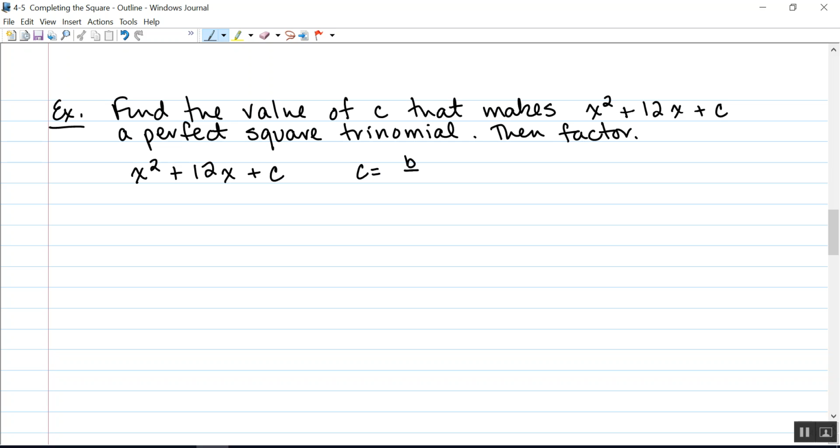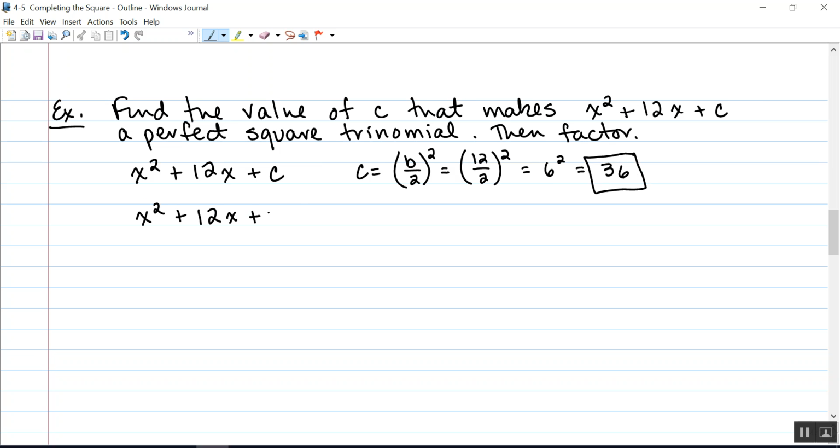is going to be b over 2 squared, or 12 over 2 squared. 12 divided by 2 is 6. 6 squared is 36. So that's the value of c that makes this a perfect square trinomial. Now I need to factor this, and because I know it's a perfect square trinomial, I know that that's going to factor into x plus, because there's a plus in the middle, 6, the square root of 36, squared.